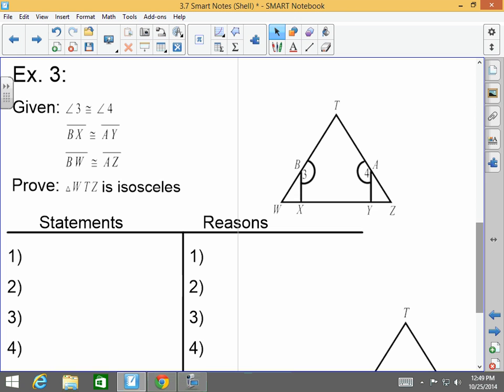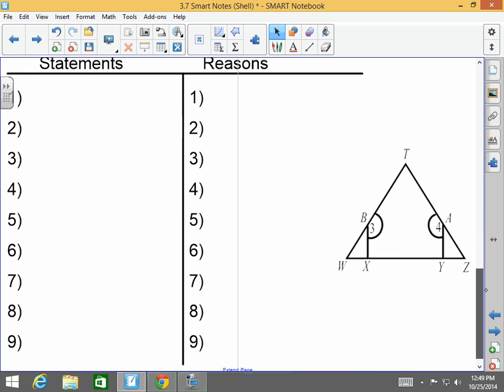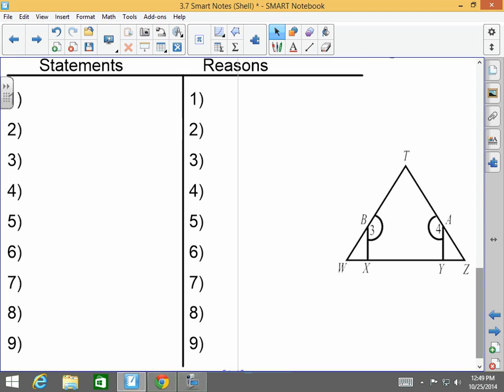All right, it's kind of a long proof as well. So what I did was, once again, I redrew the triangle here with the proof so we could see how it links up in an easier fashion. Number 1, angle 3 is congruent to angle 4. Please note that angle 3 is this guy right here, and angle 4 is this guy right here.